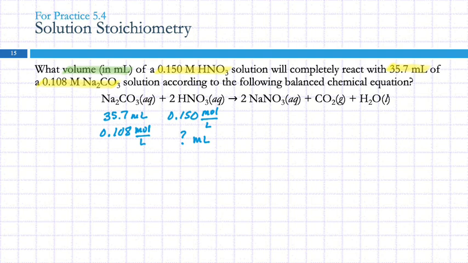Volumes are almost always going to be in milliliters because milliliter is a more useful size, right? We don't usually do chemical reactions in the lab where the volume is in liters because that's just an awful lot. So we use milliliters a lot.